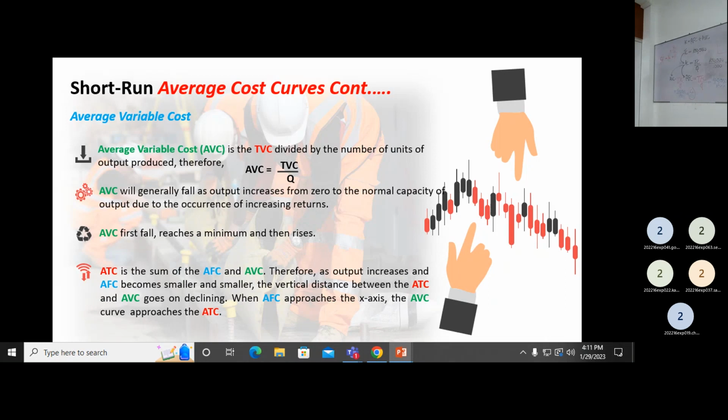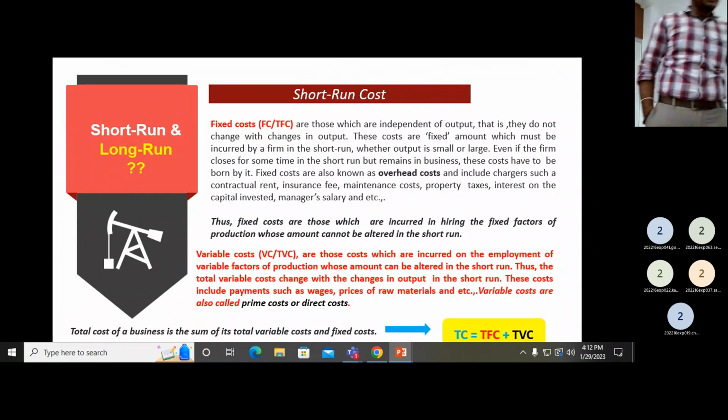Then this is how you calculate your average variable cost. Simply, you divide your total variable cost by the quantity. And here it says the behavior of your average variable cost. Average variable cost will generally fall as output increases from 0 to the normal capacity, due to the occurrence of increasing returns. This average variable cost first falls, reaches the minimum, then increases. We'll see why it goes that way. Up to this point, please read and check whether you're okay with these things. Very simple things.